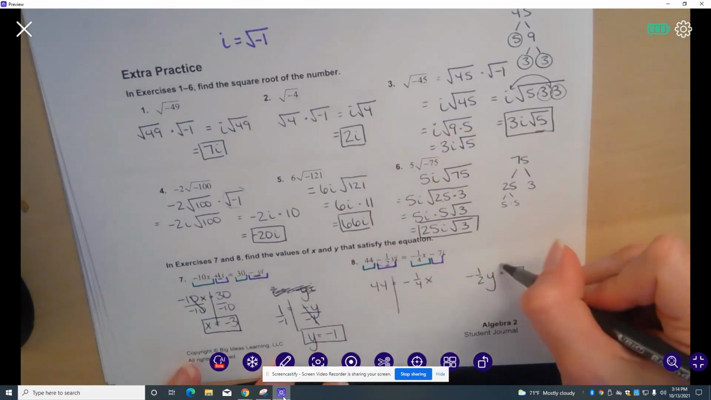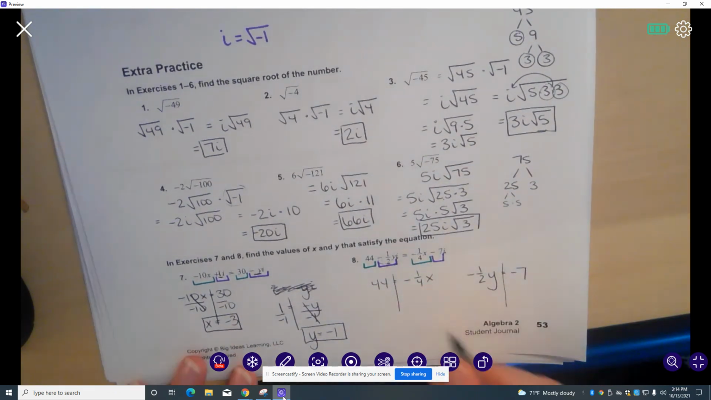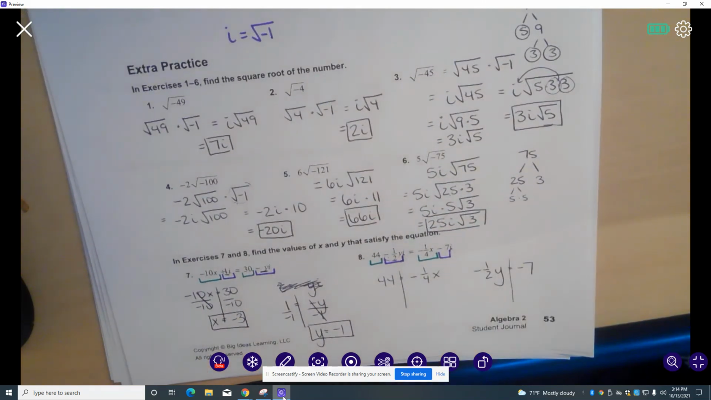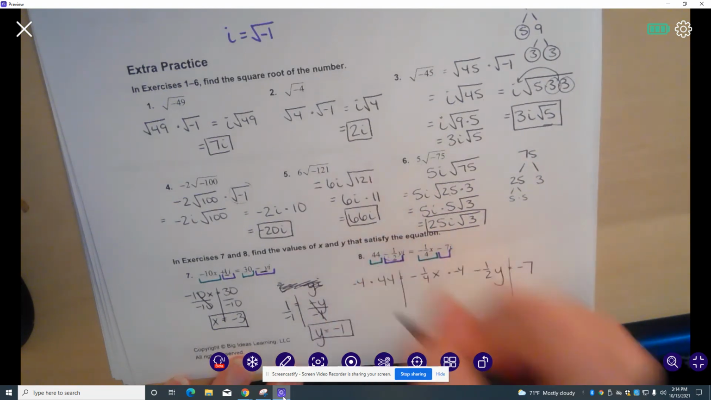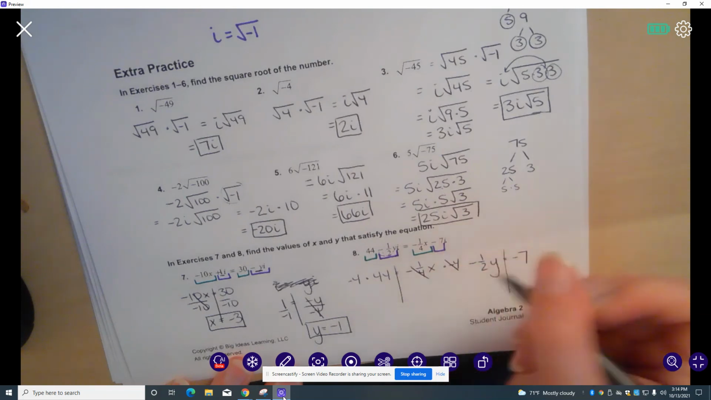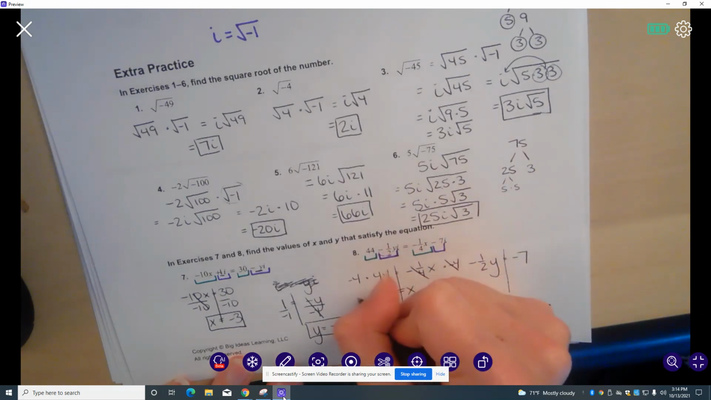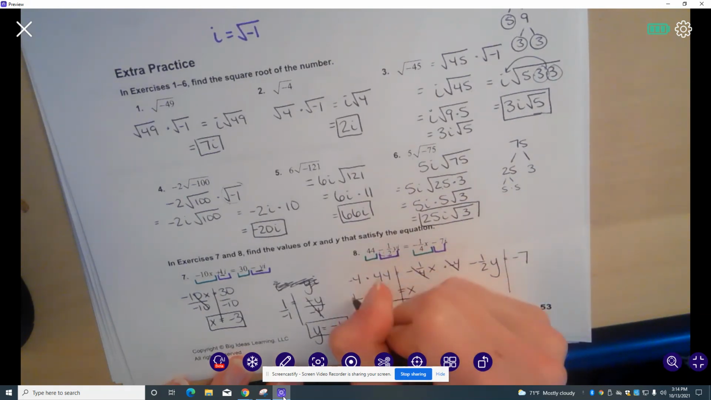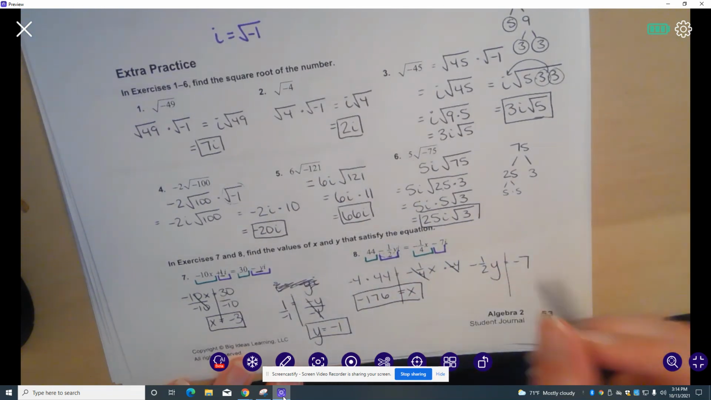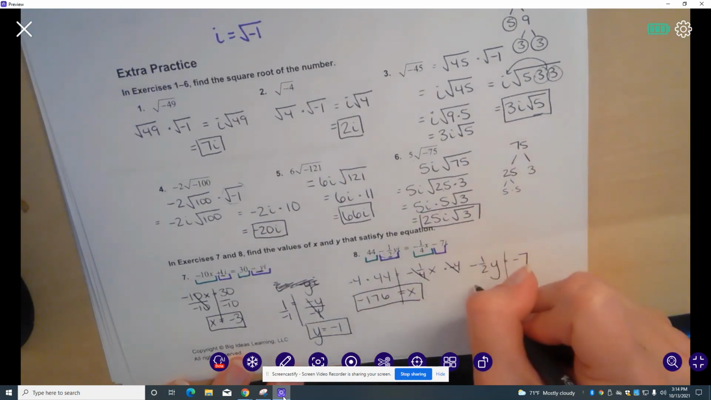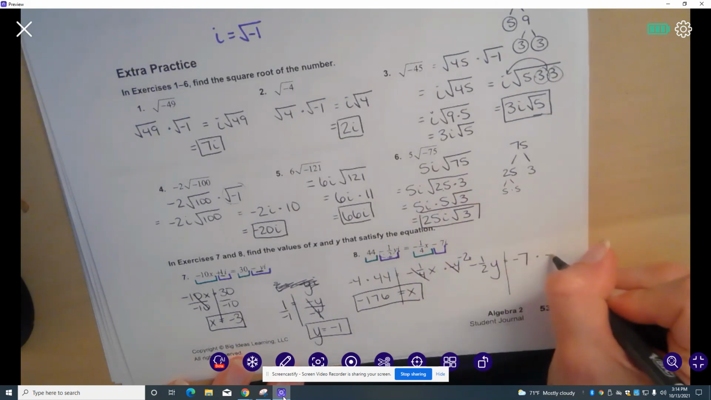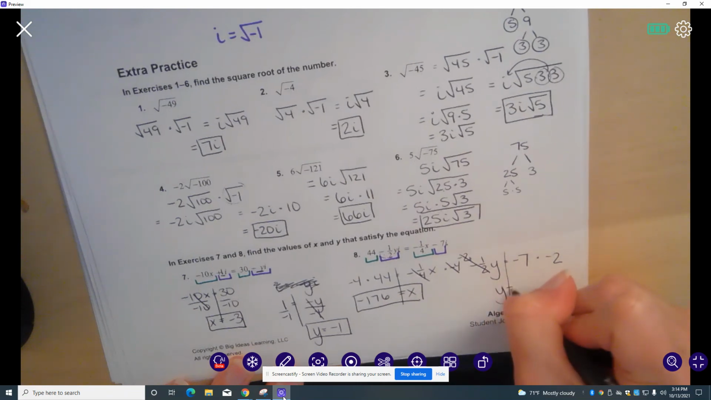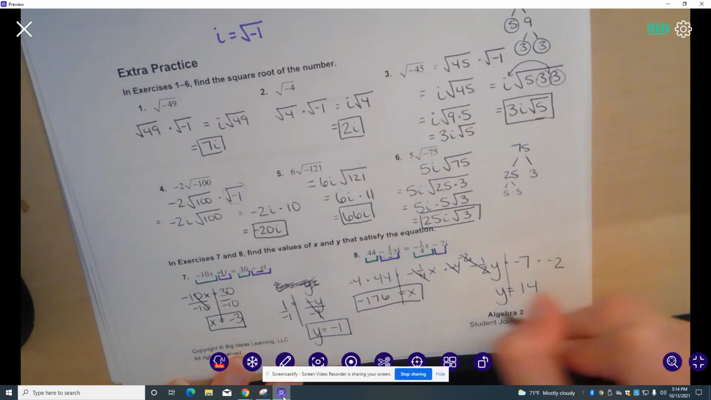I'm going to solve these two equations. Okay. To get x by itself, I'm going to multiply by the reciprocal. I'm going to multiply by negative 4 on both sides. When I do that, I get x is equal to negative 176. In this equation, to solve for y, I'm going to multiply by the reciprocal, which is negative 2. And y is equal to positive 14.